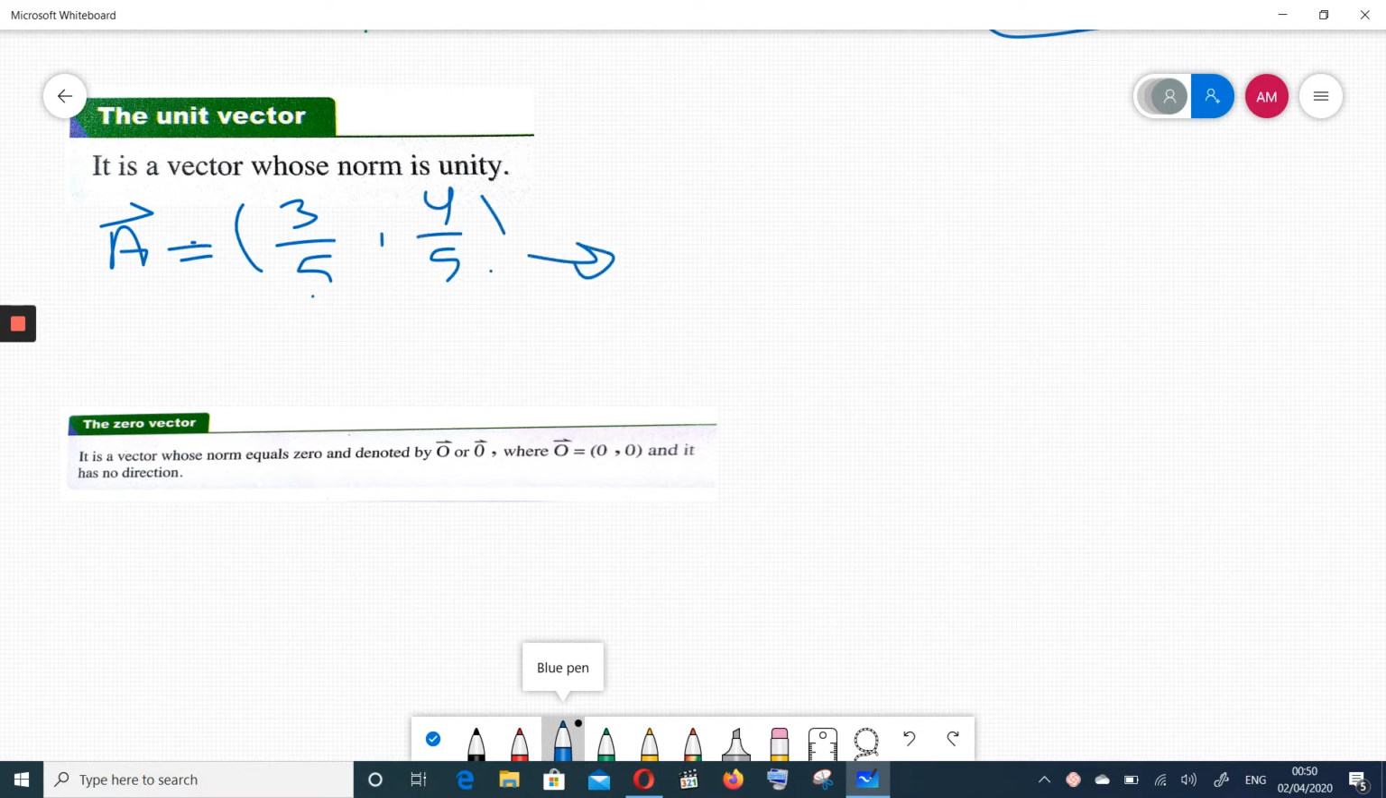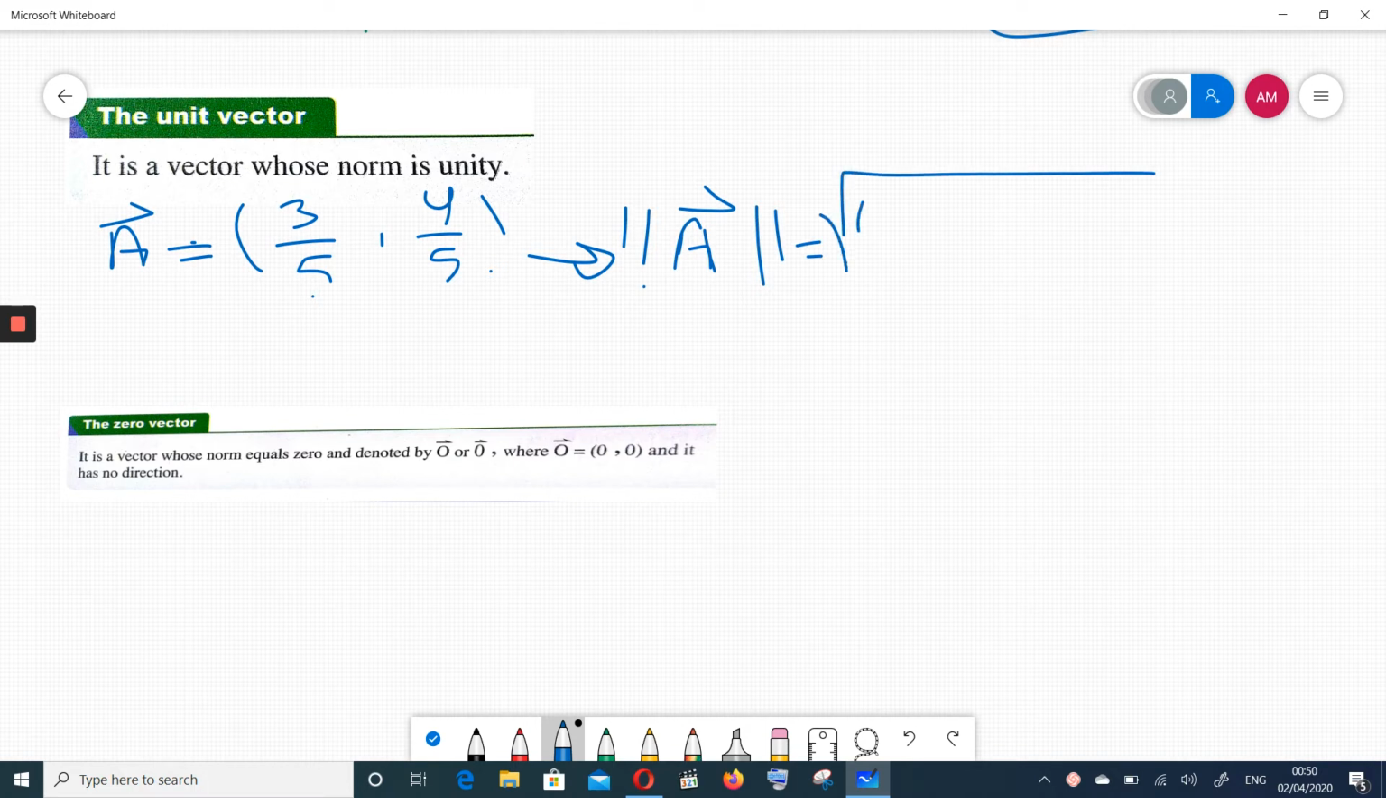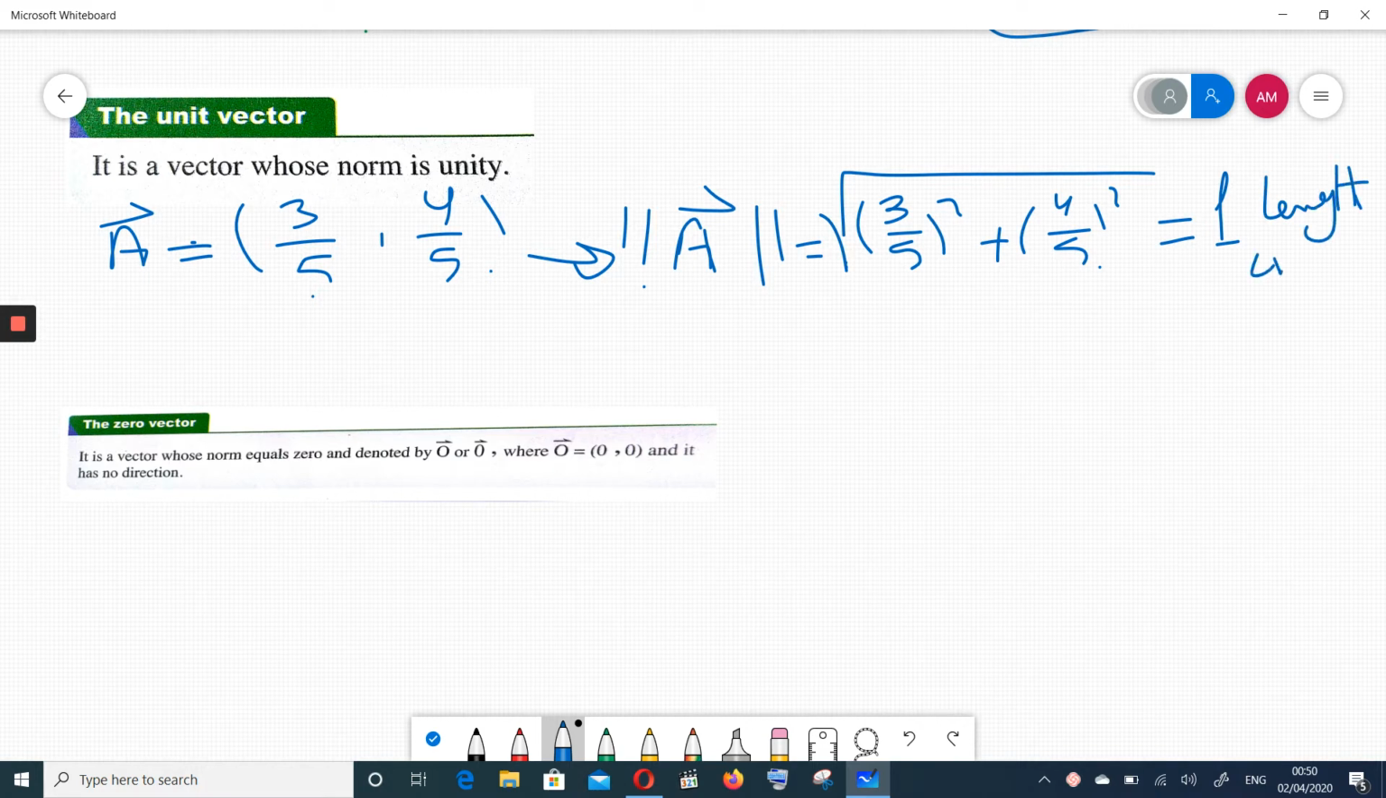Now let's find the norm of vector A. It is going to be the square root of 3 over 5 power 2 plus 4 over 5 power 2. If you compute it, the answer is going to be 1. Don't forget the length unit. So this is called the unit vector. Why? Because its norm is equal to 1. The same meaning for the zero vector: its norm equals 0.